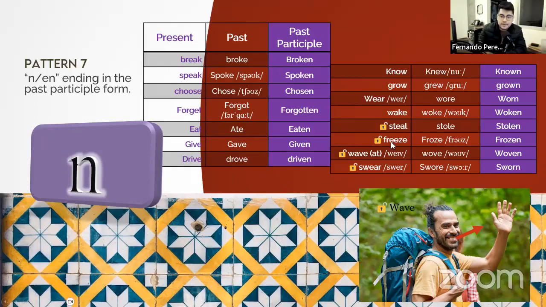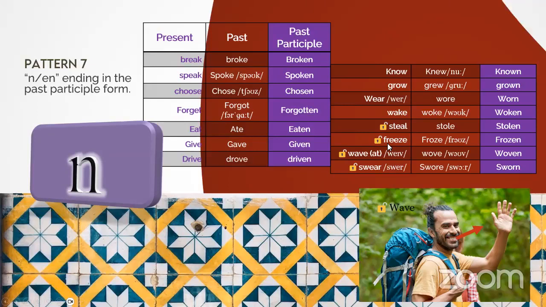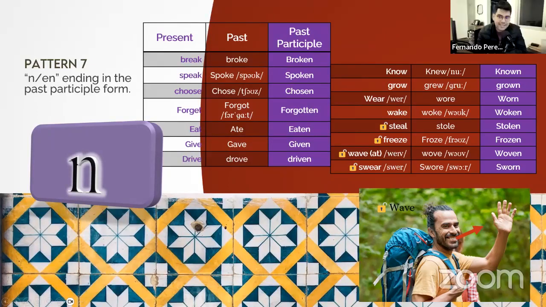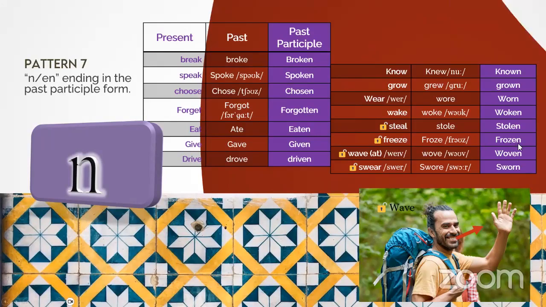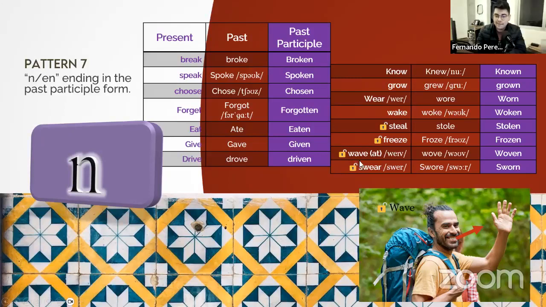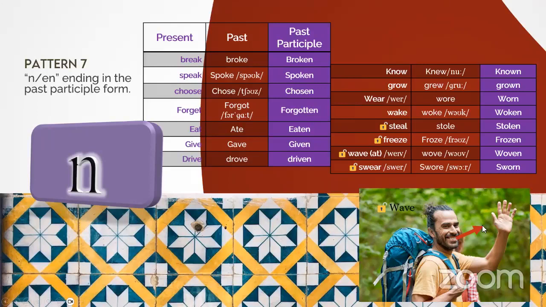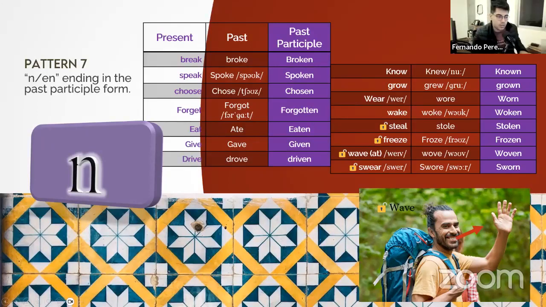That's the action of steal. Freeze. This is the action of the refrigerator. I put my ice cream in the freezer so it can freeze, become solid, right? Freeze, froze, frozen. Wave is the action of saying hello with the hand.